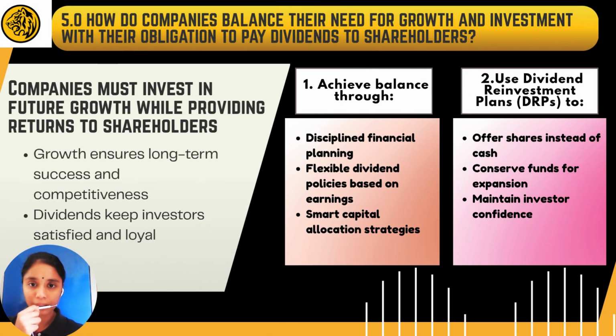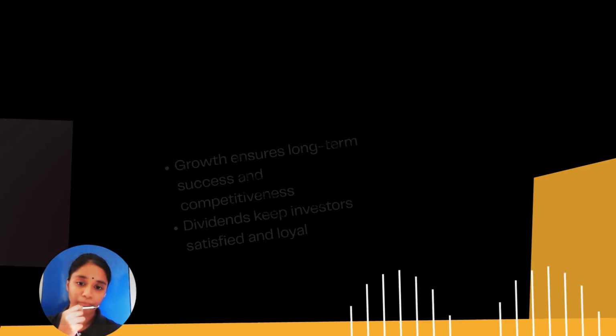Next, how do companies balance their need for growth and investment with their obligation to pay dividends to shareholders? Companies must invest in future growth while providing returns to shareholders. Growth ensures long-term success and competitiveness. Dividends keep investors satisfied and loyal. Number one, achieve balance through disciplined financial planning, flexible dividend policies based on earnings, and smart capital allocation strategies. Second, use dividend reinvestment plans (DRPs) to offer shares instead of cash, conserve funds for expansion, and maintain investor confidence.